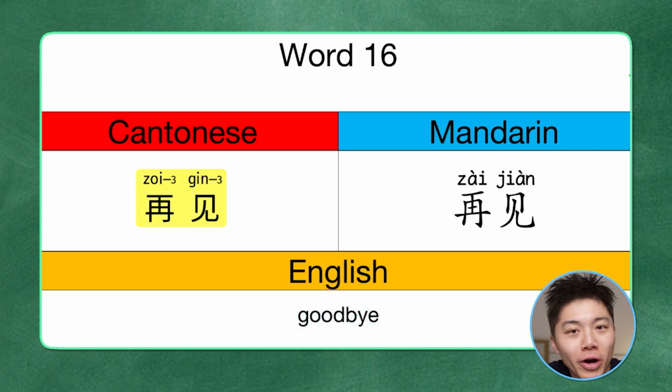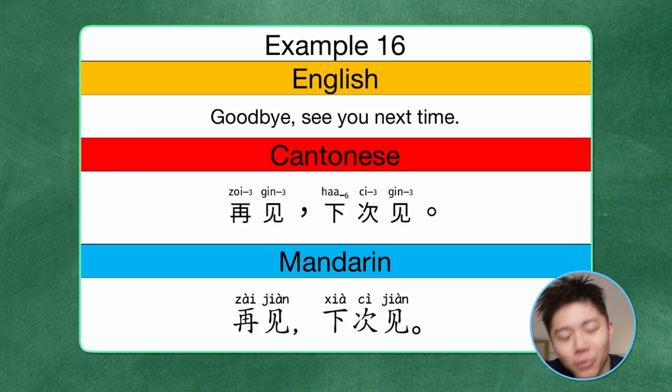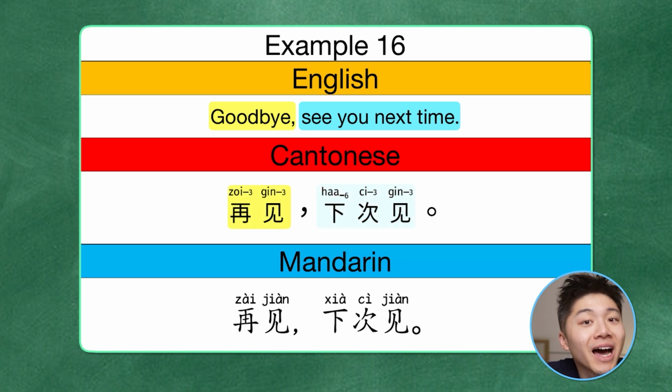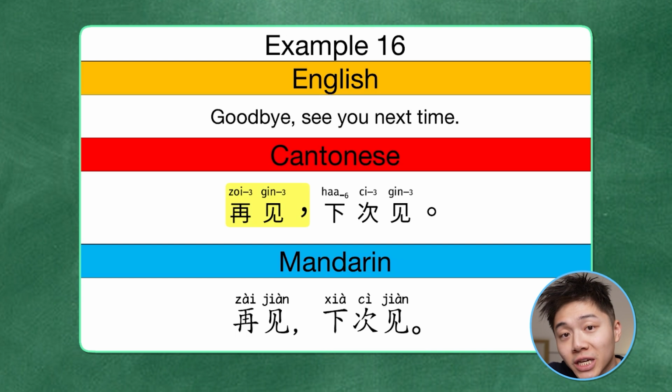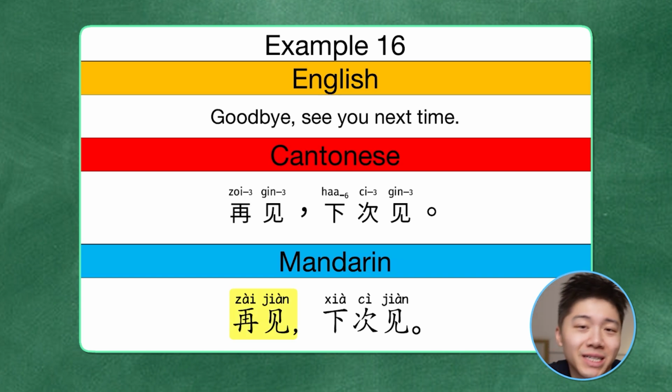再見. Means goodbye. For example, hey, alright, goodbye. See you next time. Peace out. In Cantonese, 再見, 下次見. In Mandarin, 再見, 下次見. So Cantonese, 再見 means see you again. 再 means again. 見 means to see. So again, see you again. Bye bye. In Mandarin, 再見, the exact same characters.